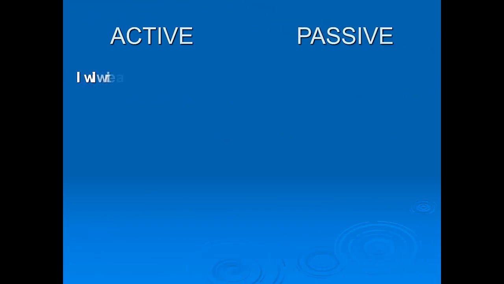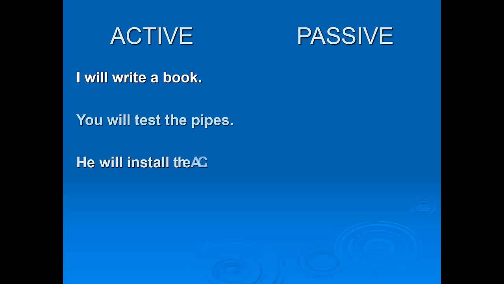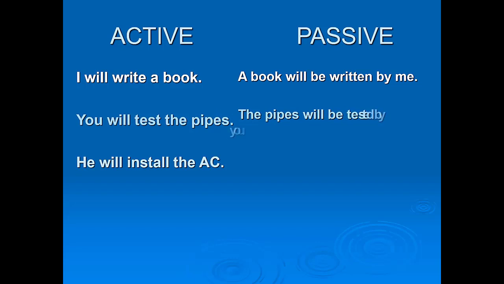Next, here you have a lot of examples. So we have 3 examples here, I guess. I will write a book, so the right answer to change it, a book will be written by me. The second one, you will test the pipes. So yes, the pipes will be tested by you. He will install the AC. So the AC will be installed by him.